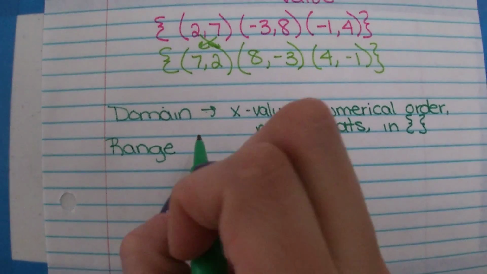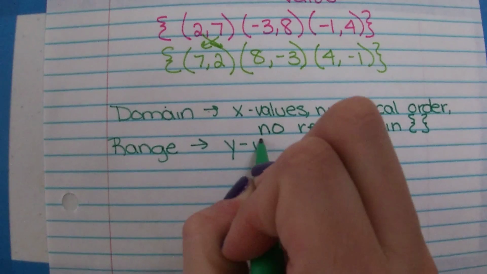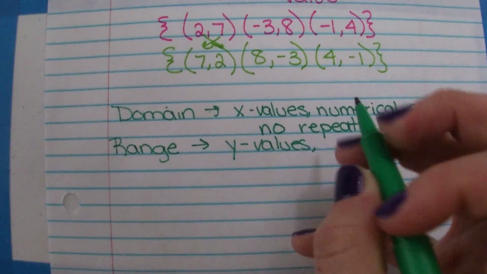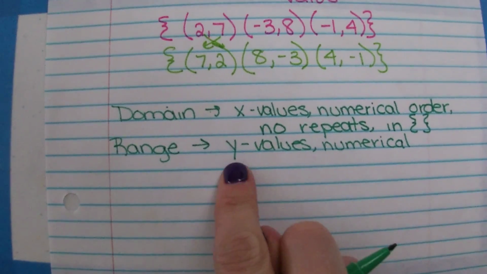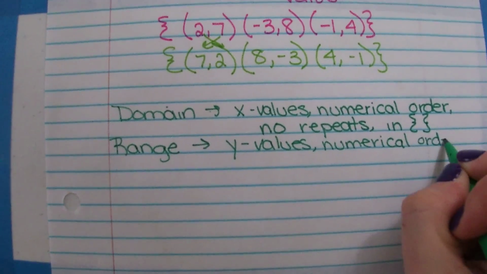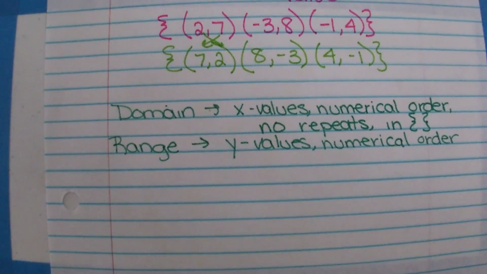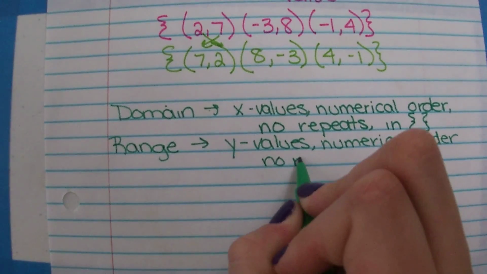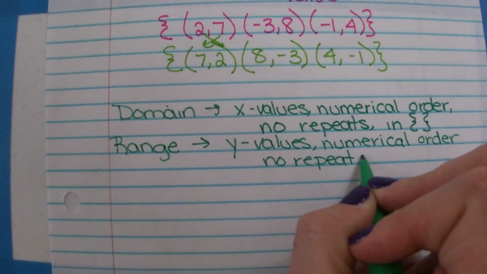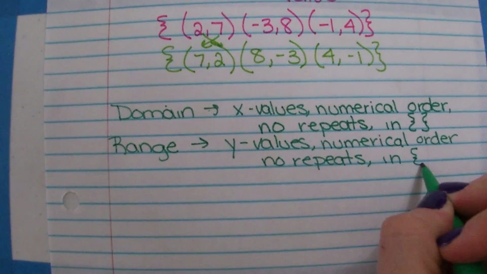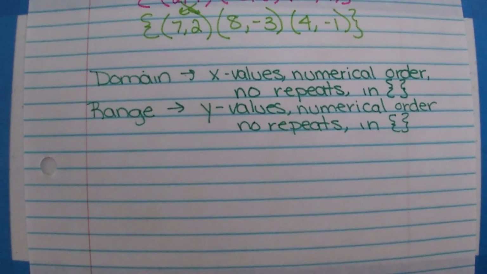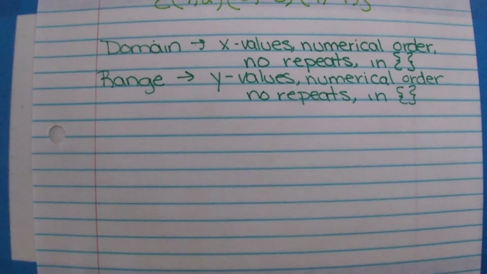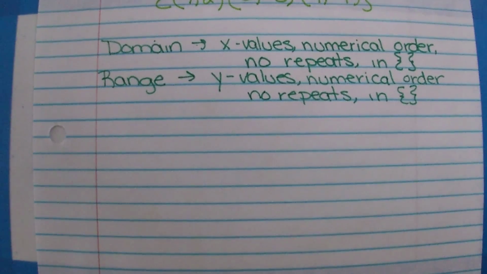Okay, a range gets the exact same rules. Except now, instead of saying it's our x values, it's our y values. So it's in numerical order. We have no repeats. And it goes in braces. So just sort of a lot of rules. This is the benefit of being able to use your notebook on anything, right? Just knowing the proper way to write it down.